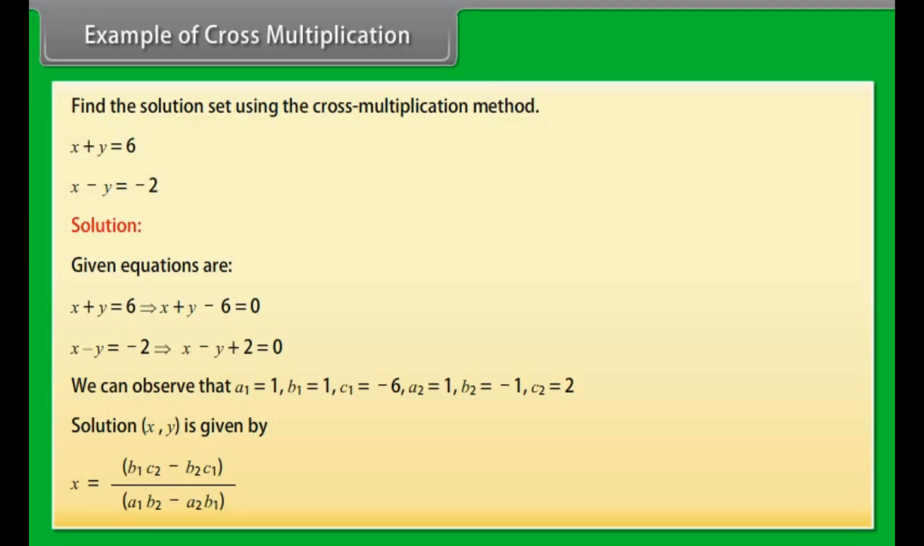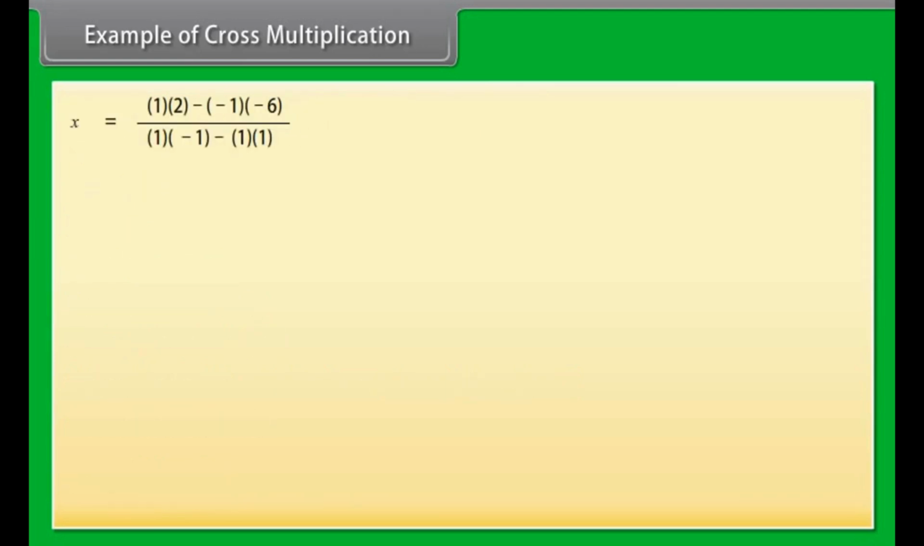Now by substituting the values we get x is equal to (1 into 2 minus minus 1 into minus 6) upon (1 into minus 1 minus 1 into 1). By calculating we get x is equal to 2.